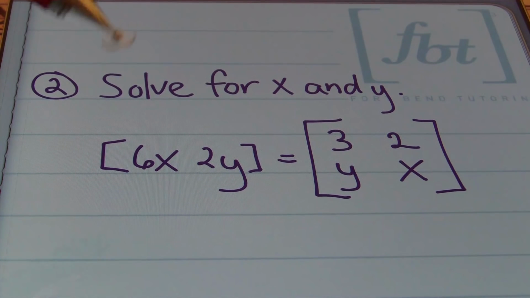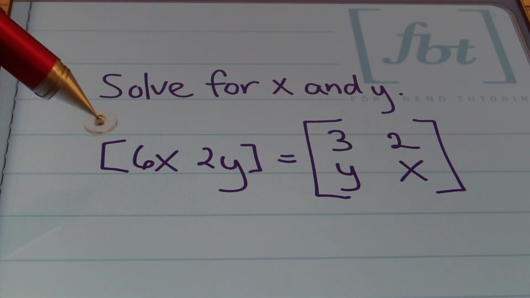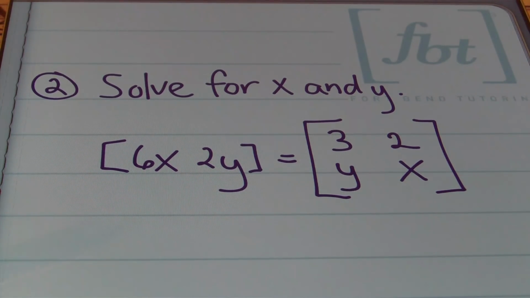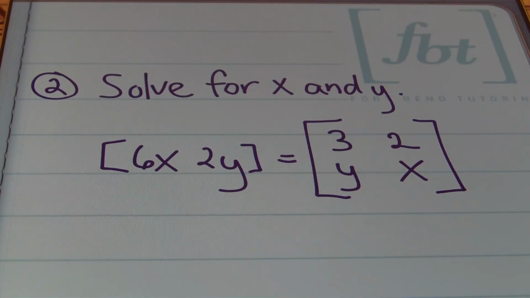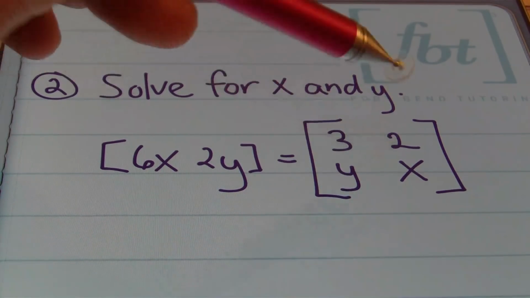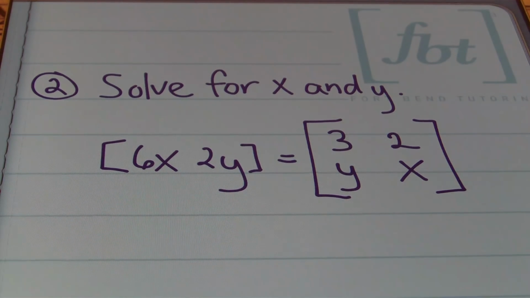In our first matrix, we have a 1 by 2 matrix. We have 1 row and 2 columns. That's our first matrix. In the second matrix, we have 2 rows and 2 columns. So we need to find first whether these are equal matrices, because if they're not, we can't solve this problem. If they are, then we can start setting up their corresponding elements equal to one another.